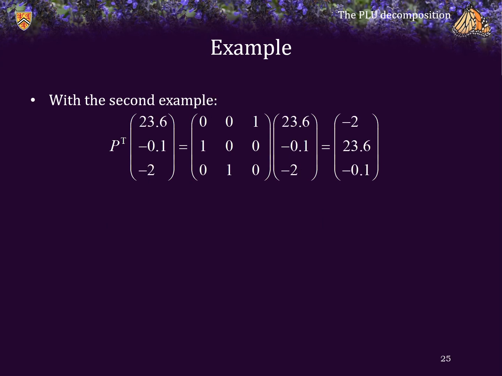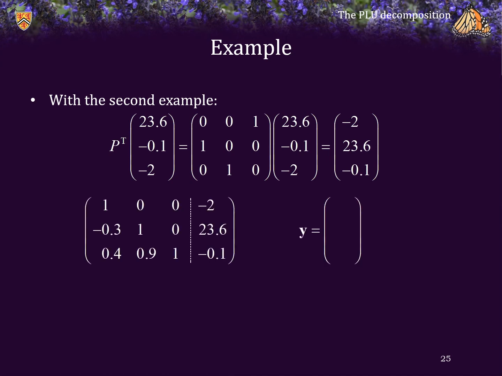With the second example, again, we just multiply on the left by the transpose of the permutation matrix, which just rearranges the entries as appropriate. That becomes the target vector now for the lower triangular matrix. Solving this gives us that y1 is equal to -2. It's easy when the diagonal entries are 1, isn't it? And the second entry, y2, is 23.6 minus 0.6, which is 23. Substituting -2 and 23 into the third equation gives us that y3 is equal to -20.